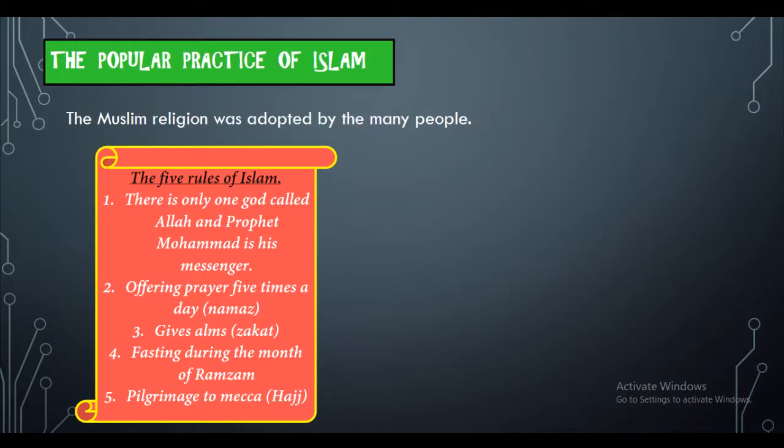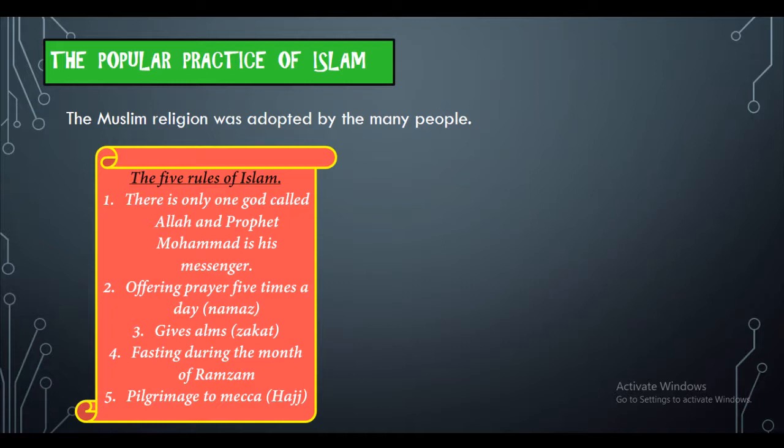Now the next topic is the popular practice of Islam. So when the Islamic religion started growing in India, many people adopted this religion, such as peasants, artisans, warriors, merchants, and many other people. Those who adopted the Islamic religion have five principles to obey. So we are going to learn what the five principles are, or you can say the five pillars of the faith.